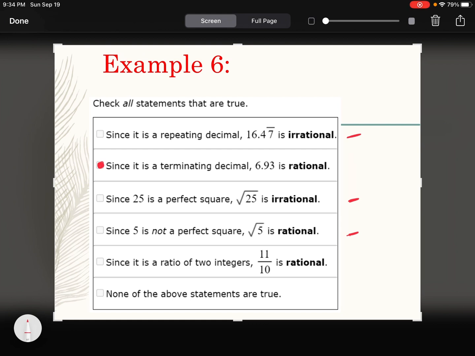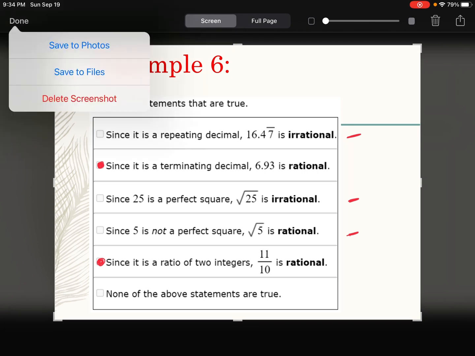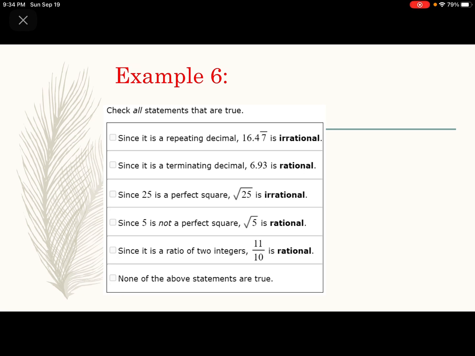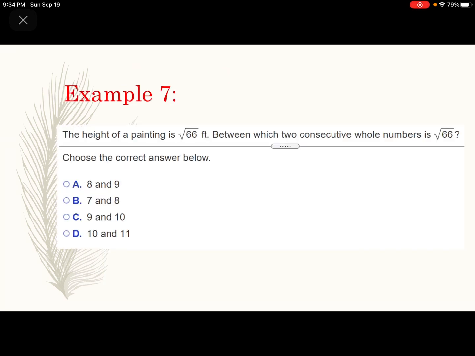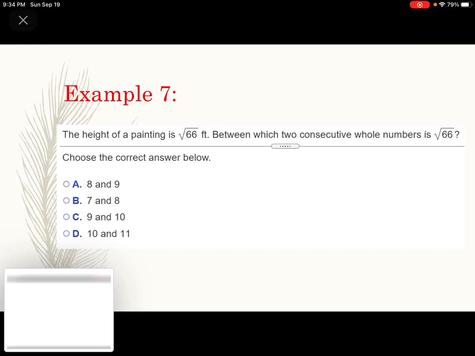Let me see. Since it is a ratio of two integers, 11 over 10, right? 11 is an integer, 10 is an integer, and 11 over 10 is a fraction, right? It is a rational number, guys. That's correct. Okay, so we are done with example 6. I will move on to example 7.